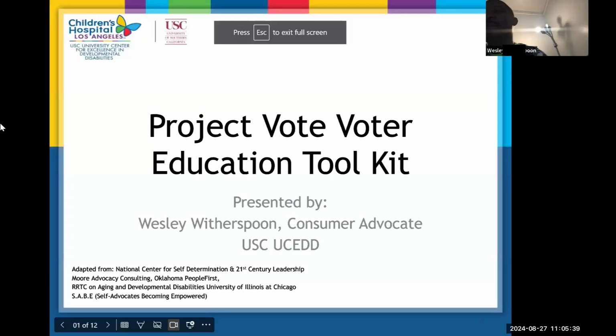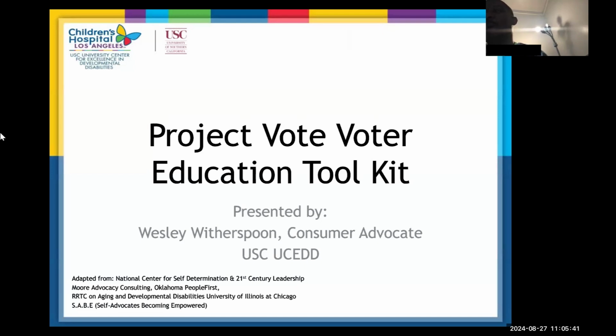Everyone. My name is Wesley Witherspoon, and I'm the participant advocate at the UNC USIT. I'm here today. We're going to talk about voting. So coming up in a few weeks or a few days will be the 2024 elections.